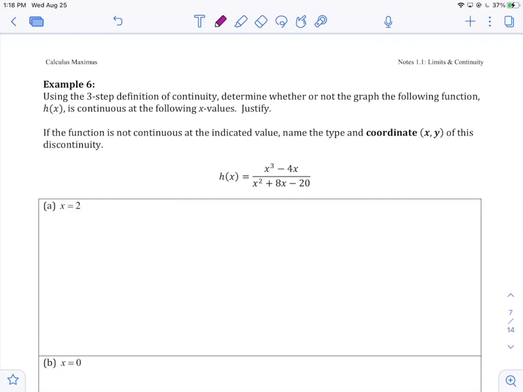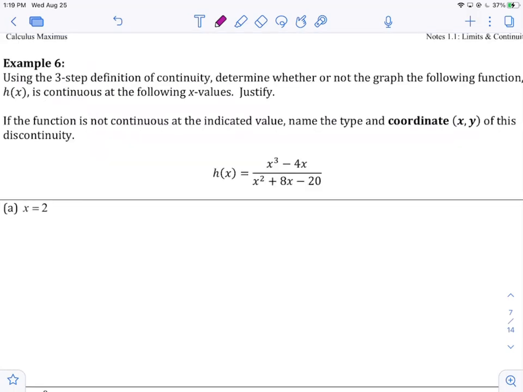Determine whether or not the graph of the following function h of x is continuous at the following x values. Justify. So again, the justification is going to be: do any one of the three fail to exist? Do any two of them not equal each other? Or, hey, if they all exist and they all equal each other, let's drive across. If it's not continuous at the indicated value, name the type.